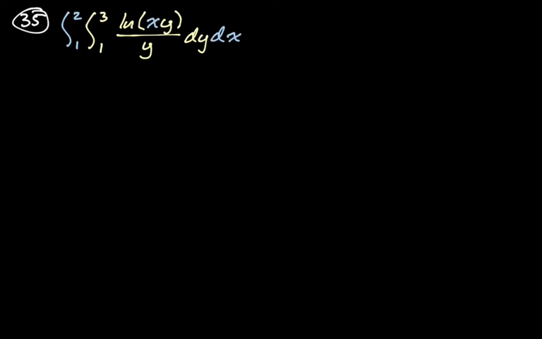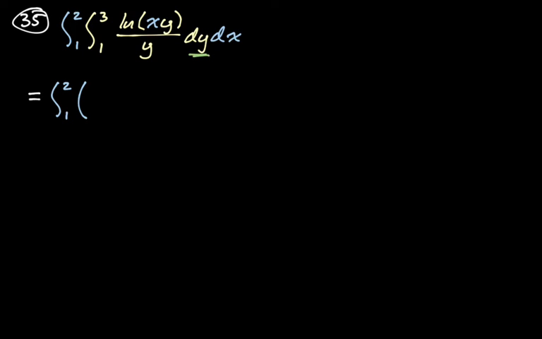Okay, in this video, we are continuing assignment number 5 from my Calc CD class. I think this is probably part 3. We're only doing problem number 35 though. So it's the integral from 1 to 2, the integral from 1 to 3 of natural log of xy all over y dy dx. So the first thing we got to do is integrate this thing with respect to y.